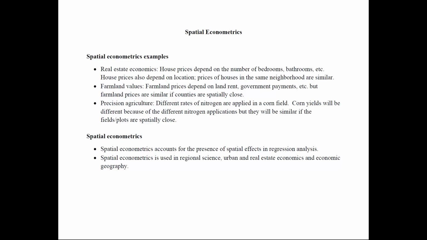A third example comes from precision agriculture, where you can apply nitrogen to a field, and so yields for the corn that grows on that field would be different because you can apply different nitrogen in different areas of that field. But they will also be similar if the fields or the plots are spatially close to each other because they would have similar characteristics. So basically, this is an example of where physical distances or proximity of these objects or places is very important.